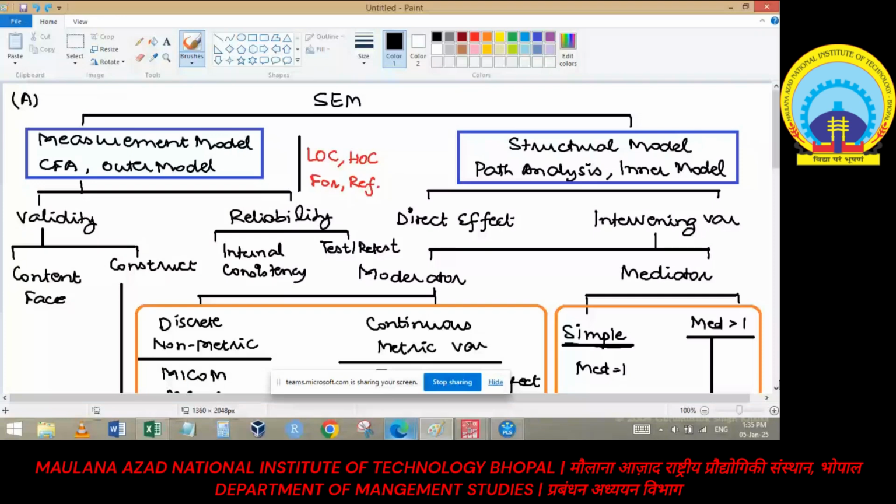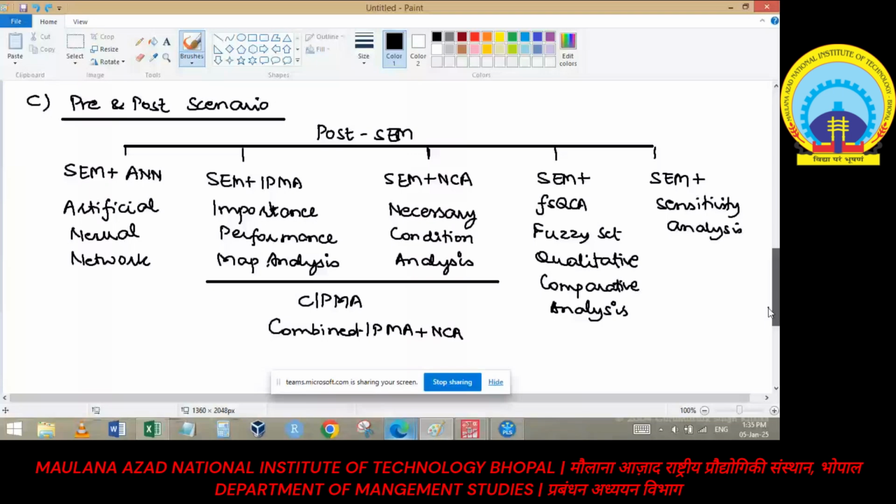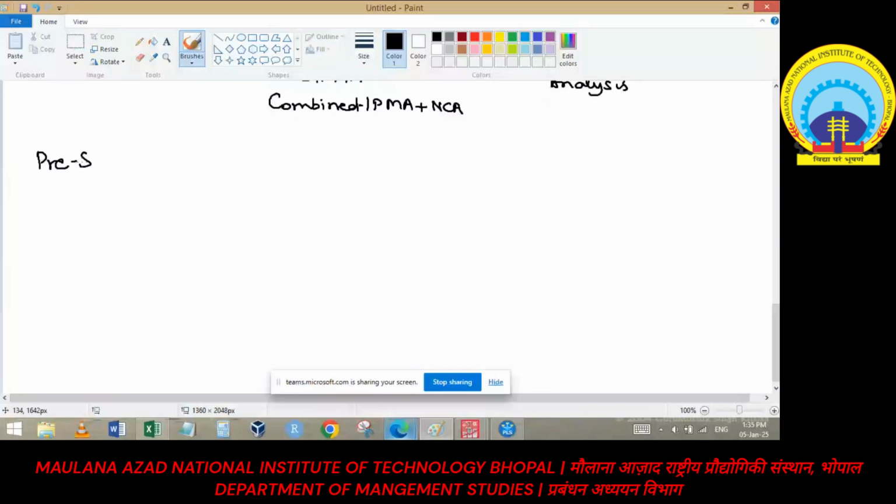I am showing you the bird's eye view. One thing I missed, sorry, my mistake. I mistook the pre-scenario; this is the post-SAM scenario. And what is the pre-SAM scenario? Pre-SAM means generally data is taken, variables are taken, then review of literature, and you make the hypothesis. Instead of the hypothesis, people use mixed method research, which is a combination of qualitative plus quantitative.